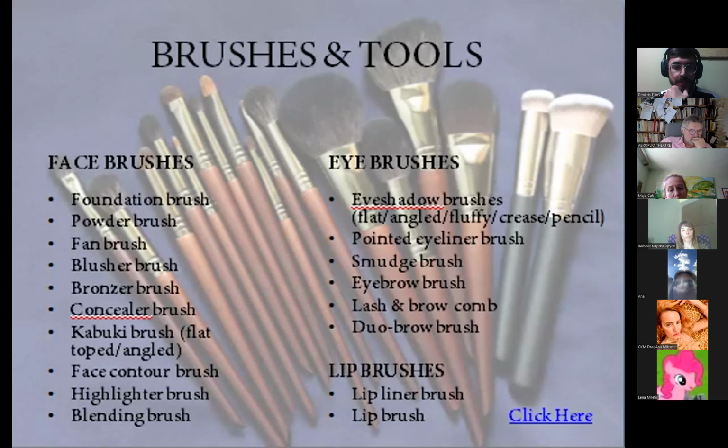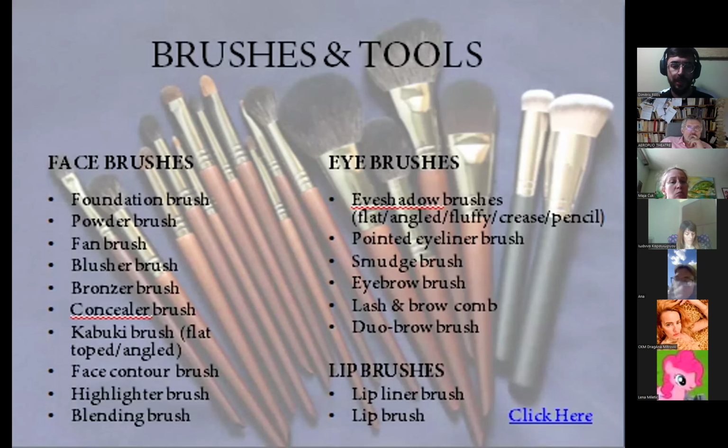The kabuki brush is a Japanese type brush, and there are two types of this, the flat top and the angled. Both types are densely packed, and they are used to apply liquid foundations, and they provide full coverage because of the way that the bristles are close to one another. The face contour brush is slanted and rounded for cheekbones.